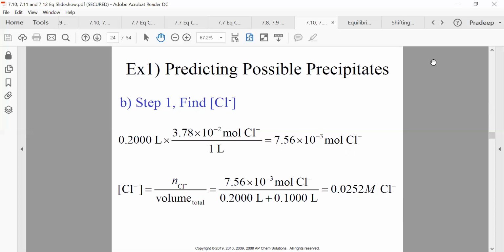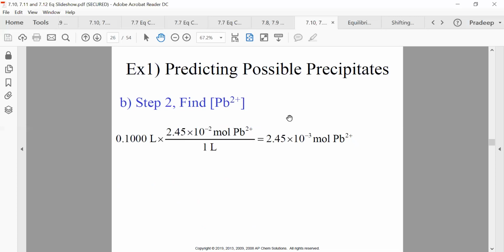So the first step is to find the total number of moles in that given amount of solution for Cl minus, and then you'll figure out the molarity, the concentration of Cl minus, which is n over the total volume, because they're adding 200 mL and then 100 mL. So the total volume down here, convert that into liters, will be 0.2 liters plus 0.1 liter. That's the total volume now, okay? I hope I can move further.